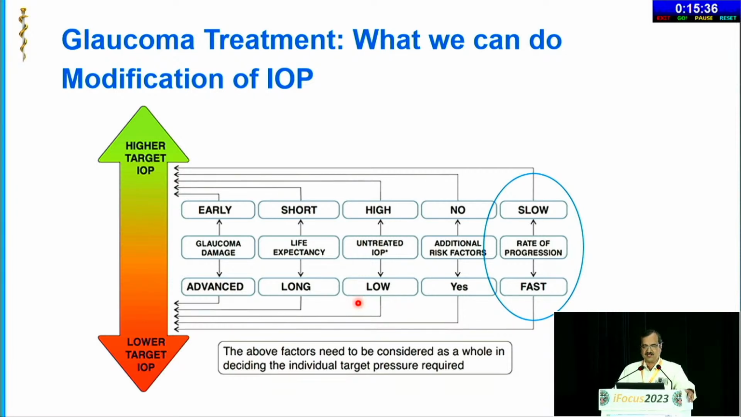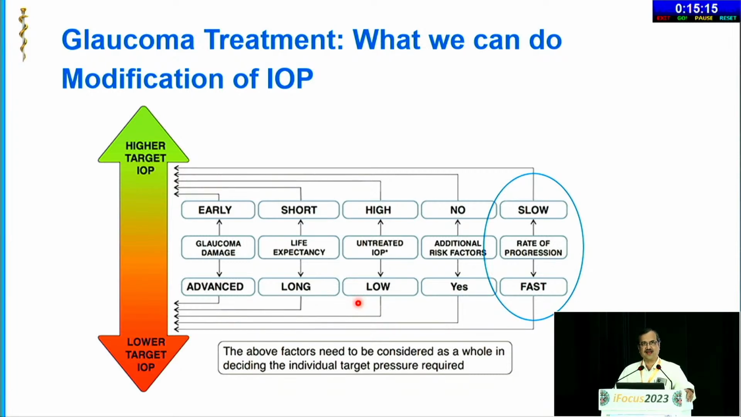The untreated IOP, that is the baseline: if the IOP is more, you can afford to aim for a little higher target pressure by percentage of reduction. If the damage has been detected when the baseline intraocular pressure is low, especially like in NTG, you need to bring down the pressure further.